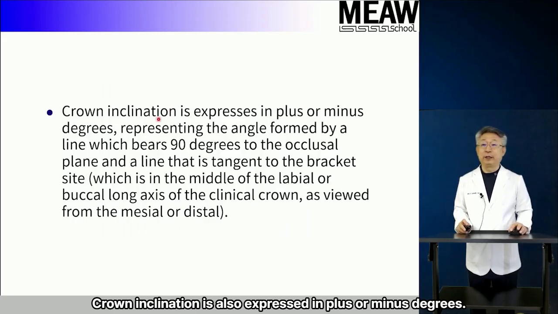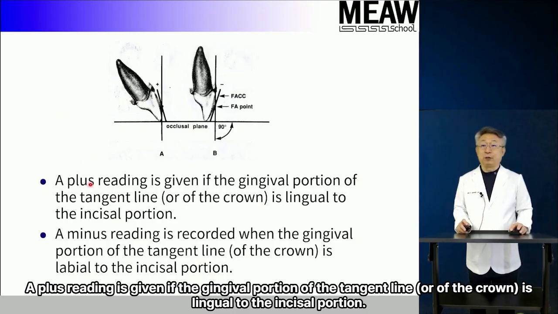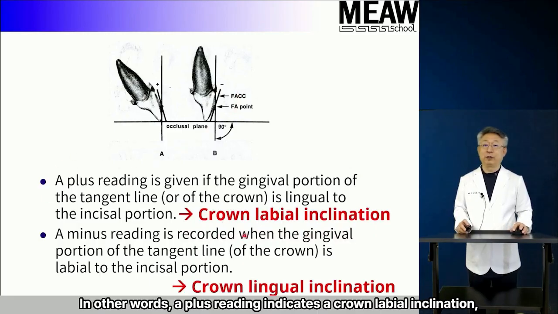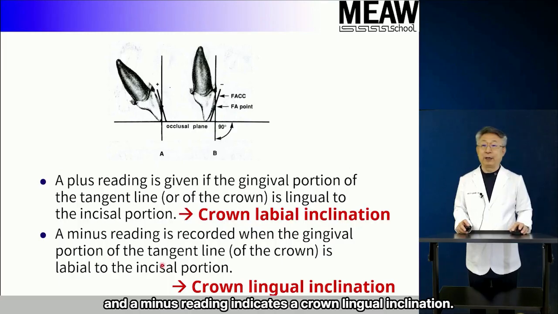Crown inclination is also expressed in plus or minus degrees. A plus reading is given if the gingival portion of the tangent line of the crown is lingual to the incisal portion. A minus reading is recorded when the gingival portion of the tangent line of the crown is labial to the incisal portion. In other words, a plus reading indicates a crown labial inclination, and a minus reading indicates a crown lingual inclination.